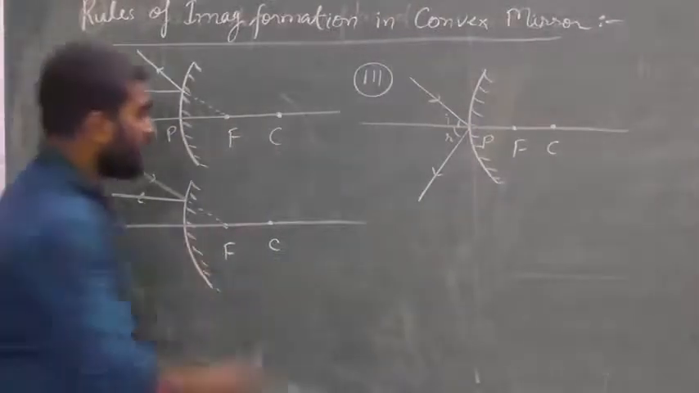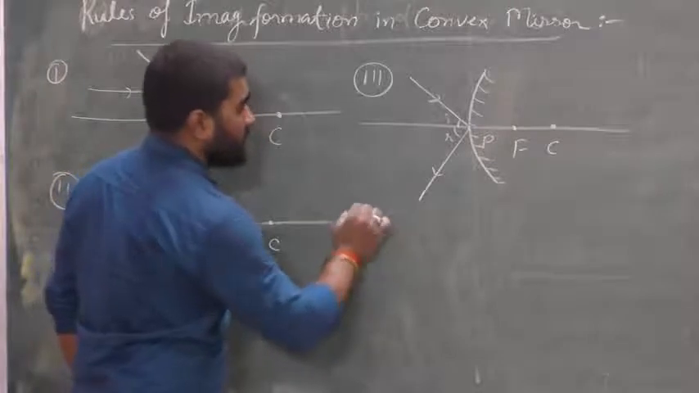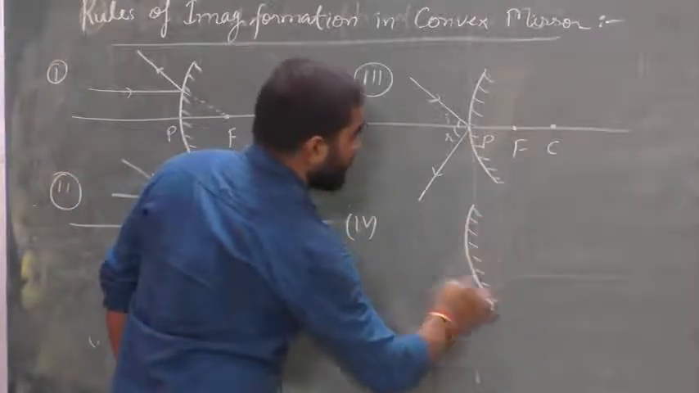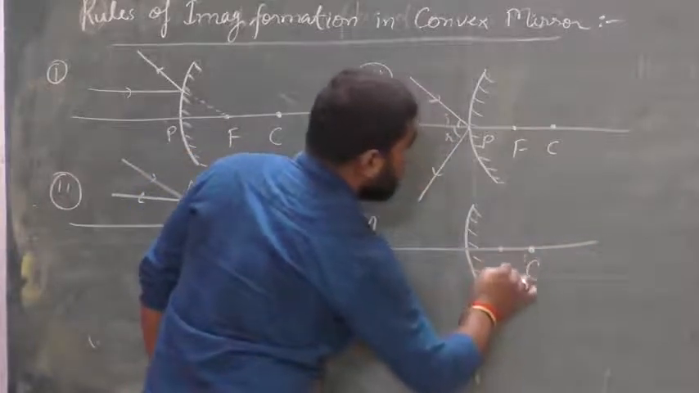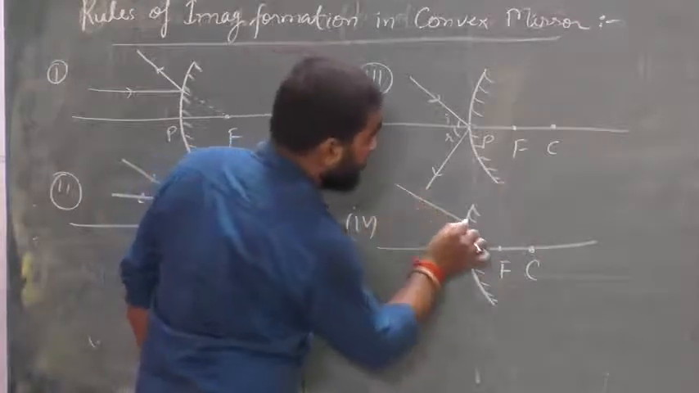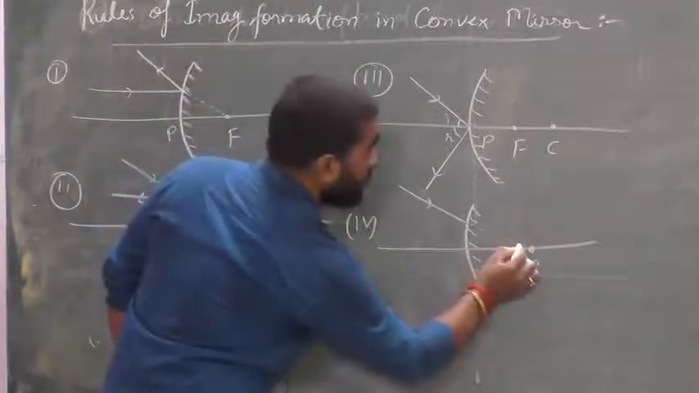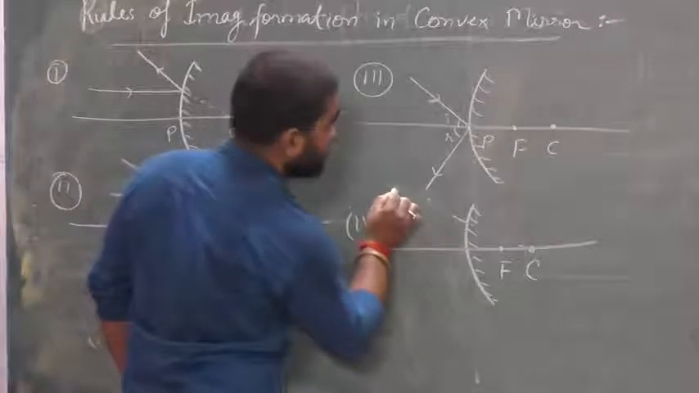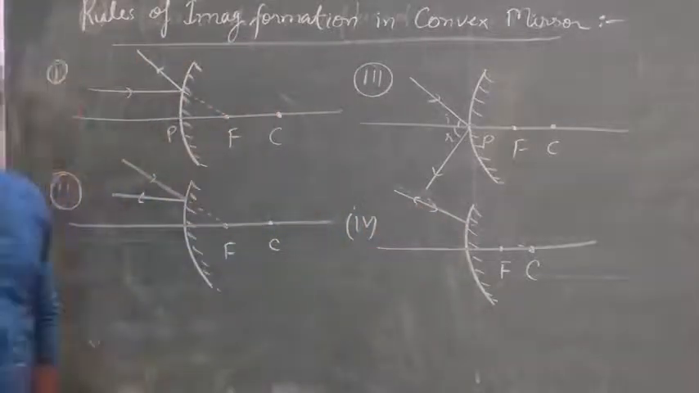And in the fourth and last case, when the ray of light falls on the center of curvature of the mirror, then it will reflect back in the same way. Let us suppose this ray is falling at the center of curvature, so it will get reflected back in the same way.